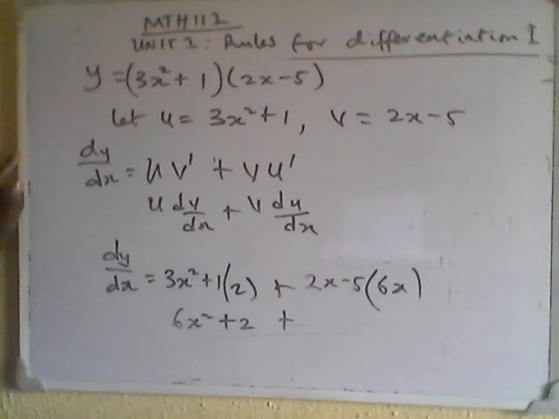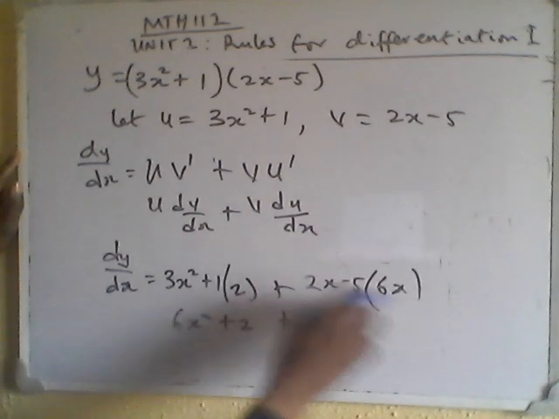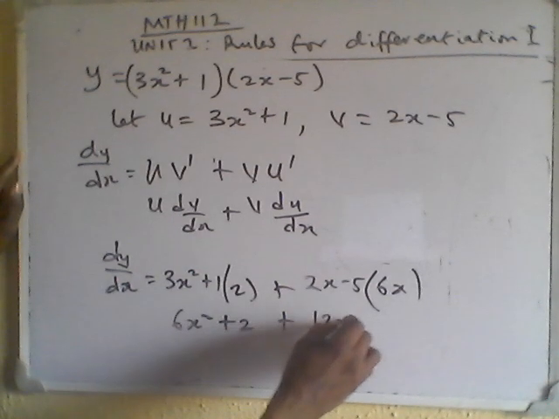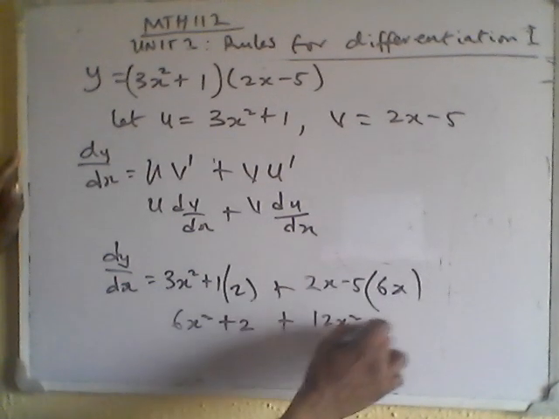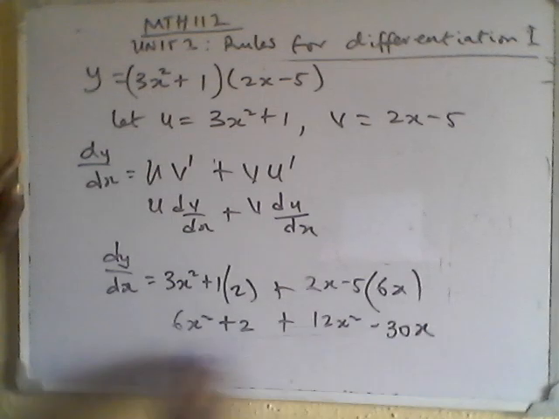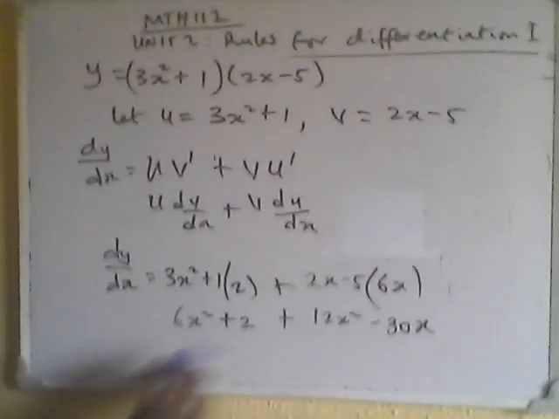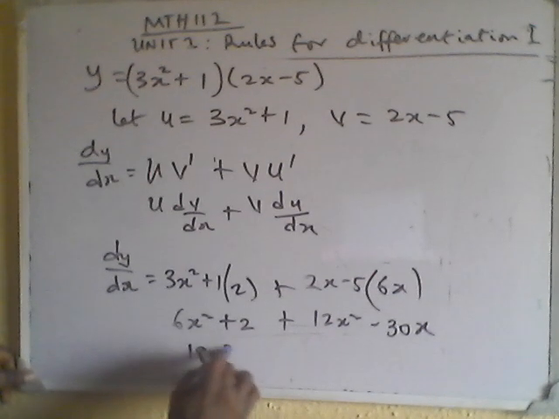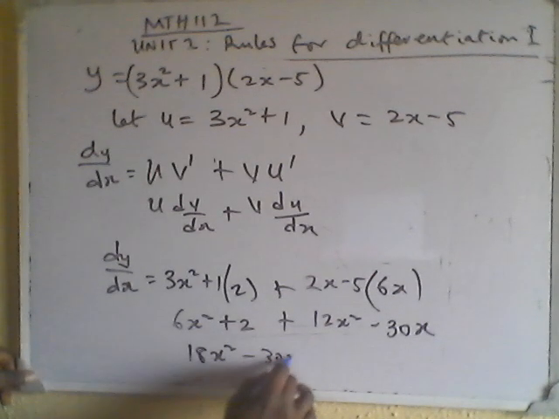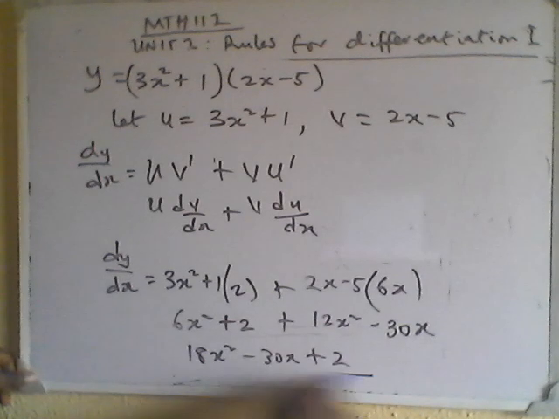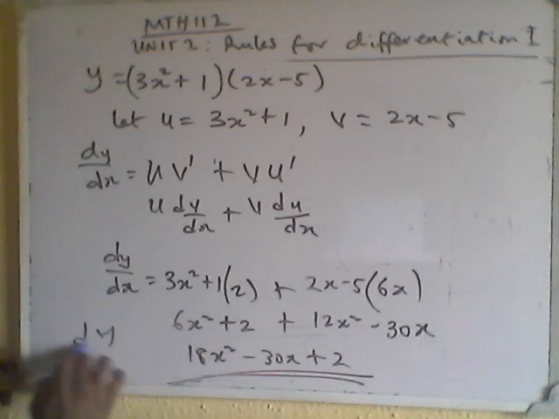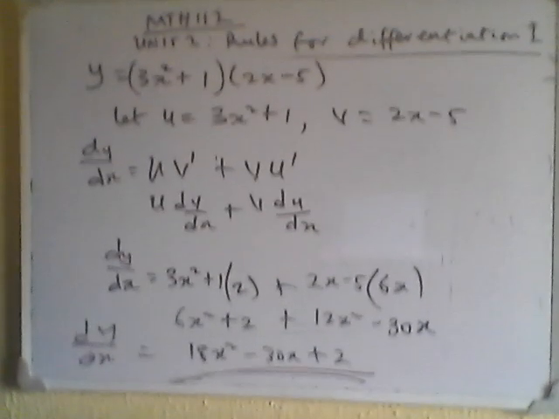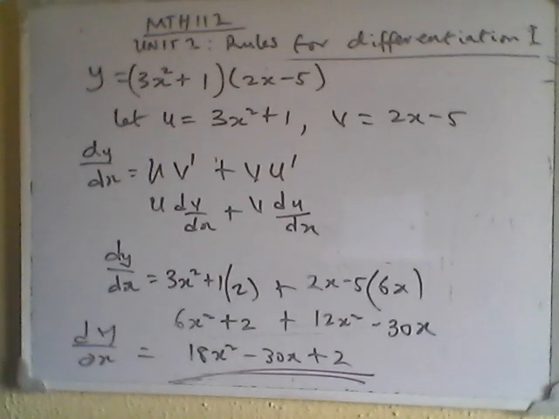Then plus 6x times 2x is 12x squared, then this times this is 30x. So I can collect like terms. This and this will give me 18x squared minus 30x plus 2. This is the final answer. dy dx is equal to this. This is the final answer for this particular one.